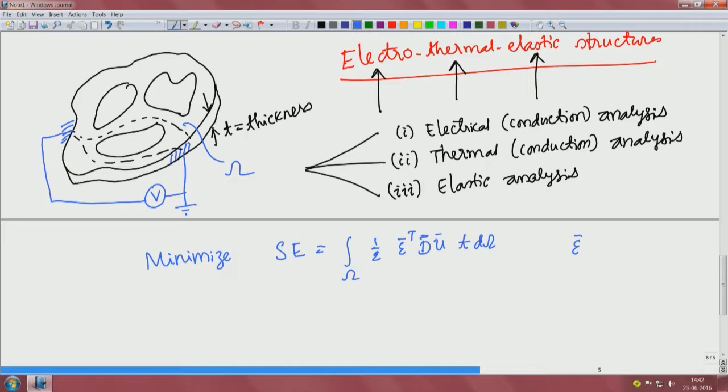What are these things? Epsilon here, this is not u, that should be epsilon also. What is epsilon? Epsilon is the linear strain that we consider here, which will have in two dimensions epsilon xx, epsilon yy, epsilon xy. Those two are normal strains, and then epsilon xy is a shear strain.